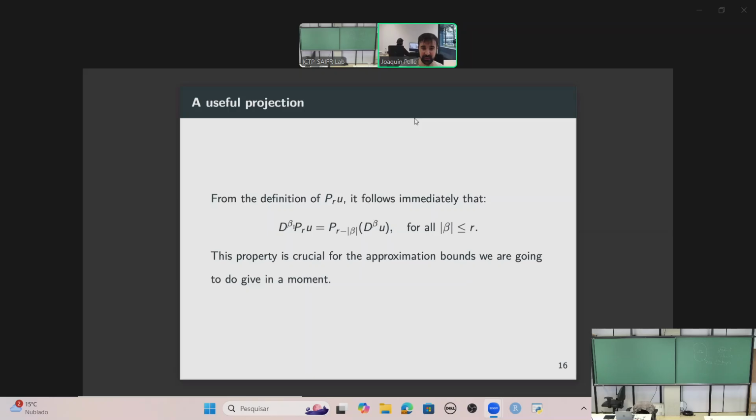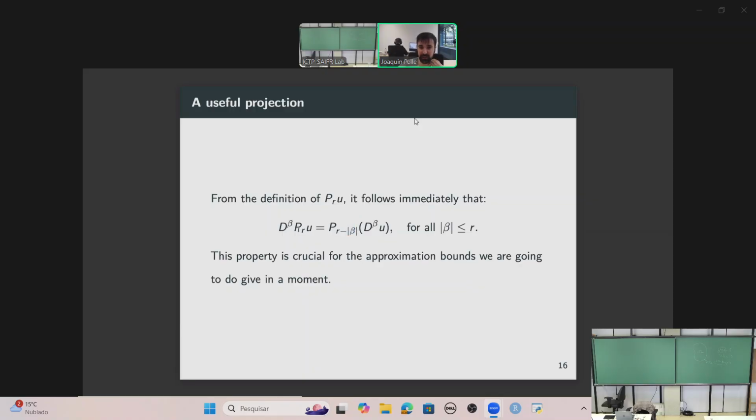Essentially, if I take the beta derivative of the projection of a certain function, this is going to be the same as the projection to a smaller space, of polynomials of degree r minus order of beta, of the derivative of the function, right? So essentially, we have a certain computation: first projecting and then taking the derivative is the same as first taking the derivative and then projecting, but now to a reduced polynomial space.